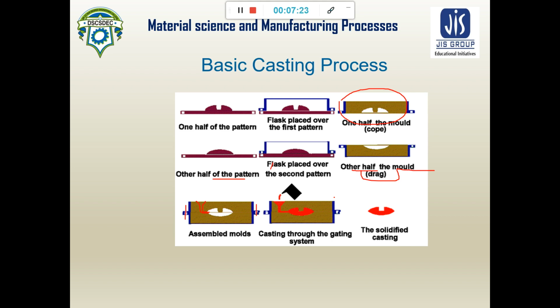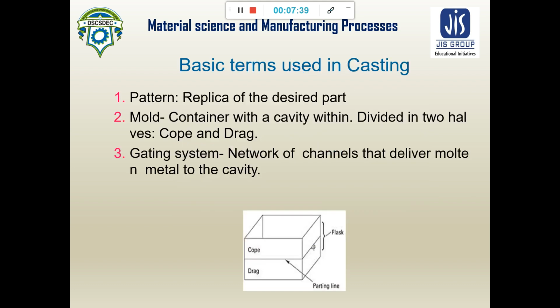After the solidification occurs, the solidified casting of our desired shape, like this, can be found. So this is how the basic casting process works. Now for the basic terms used in casting, the first is pattern. What is a pattern? A pattern is a replica of the desired part.